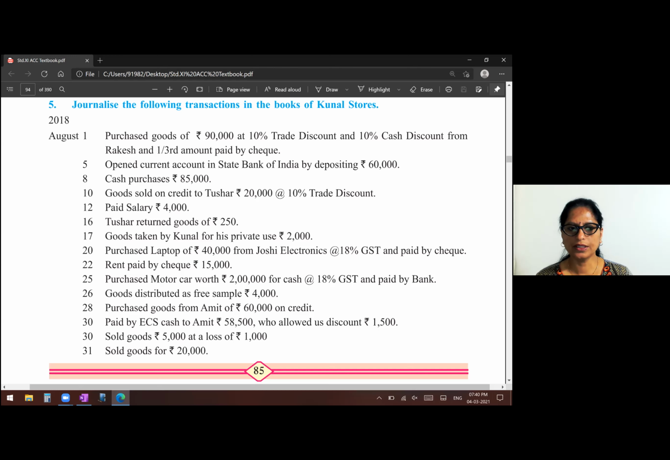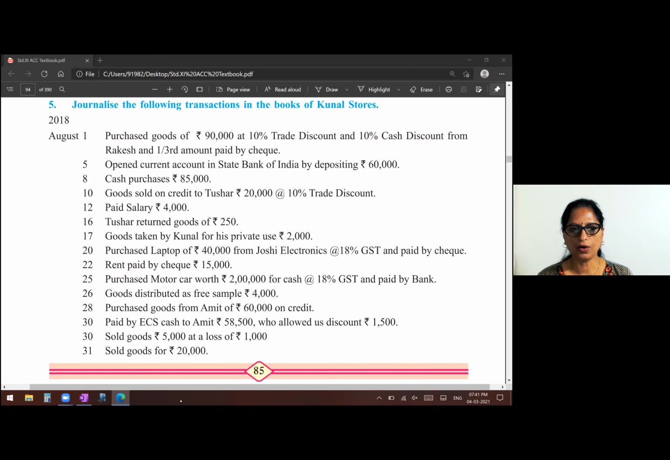We have already done about 4 problems on journal. So we now take a little more difficult ones. So we do the exercise problem number 5 on page 85. Okay, first I will just read quickly the entries because sometimes they are connected. So we'll just read the transactions. Journalize the following transactions in the books of Kunal Stores.